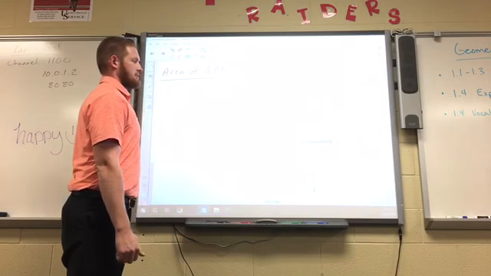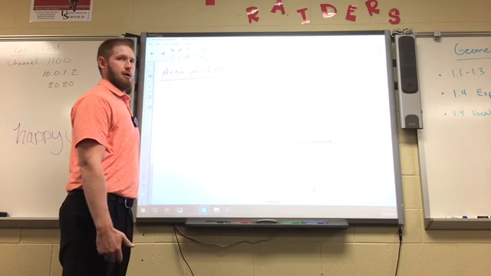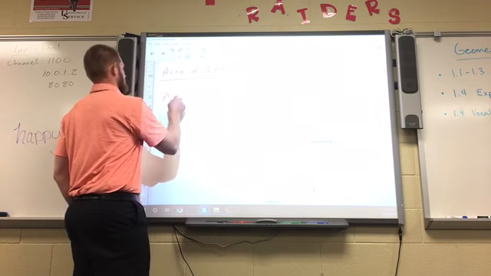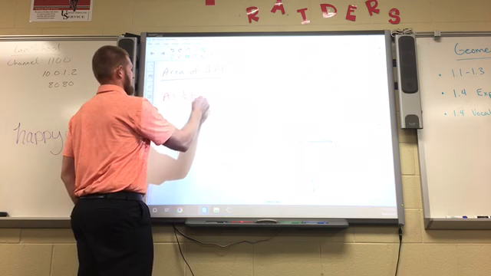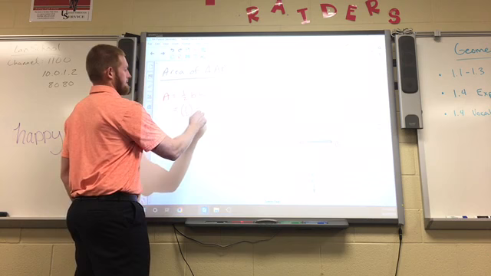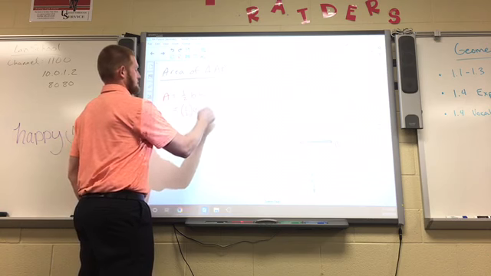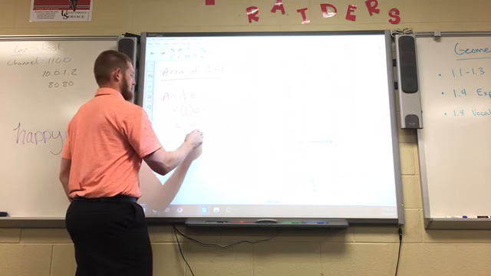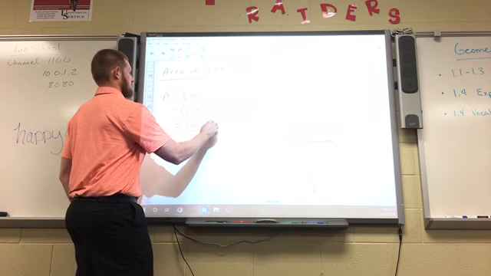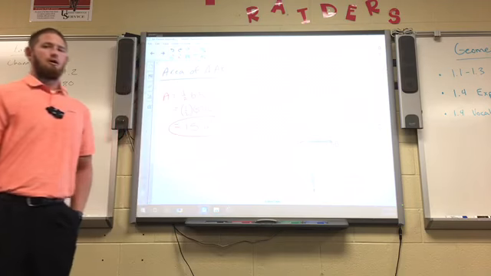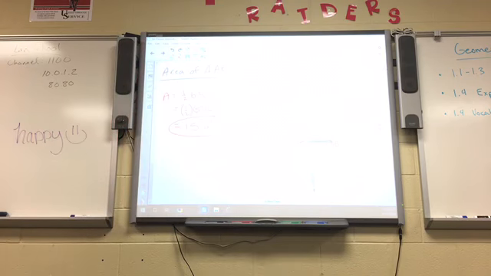So that's 6 units. Can I now find my area? Yes. Area is equal to 1/2 base times height. Base is 5, height is 6. My answer is 15 units squared. Good. We are in area, so we are talking square units. Okay. Again, not too bad.